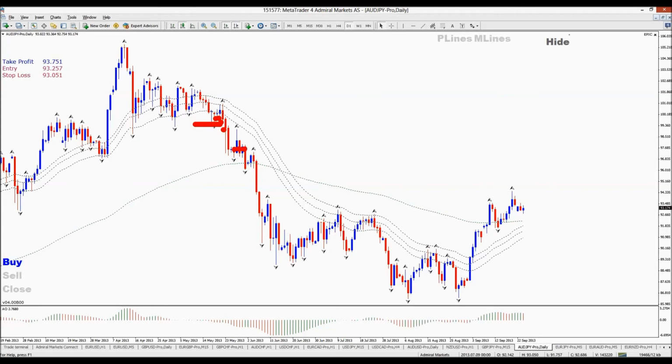1, 2, 3, fourth day breaks the bottom. 1, 2, 3, fourth day breaks the bottom. 1, 2, third day breaks the bottom. Second day breaks the bottom. 1, 2, 3, 4, 5. Sixth day couldn't break the bottom. It's always around 4 to 6.